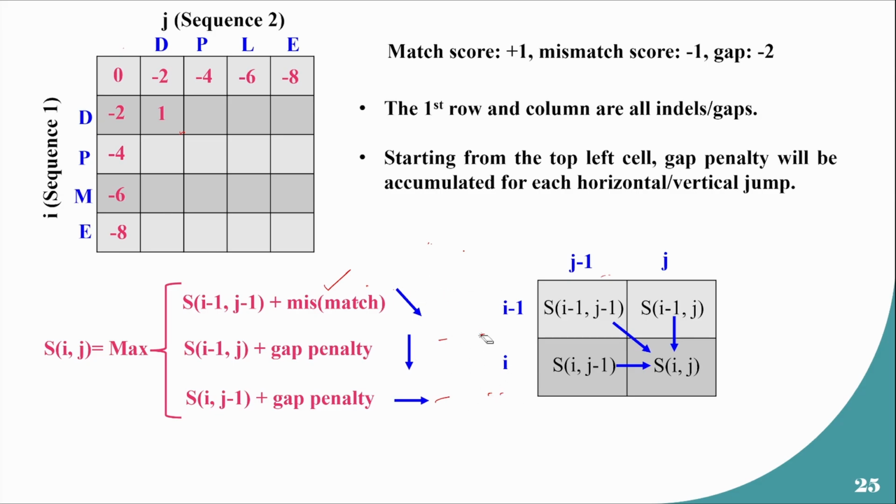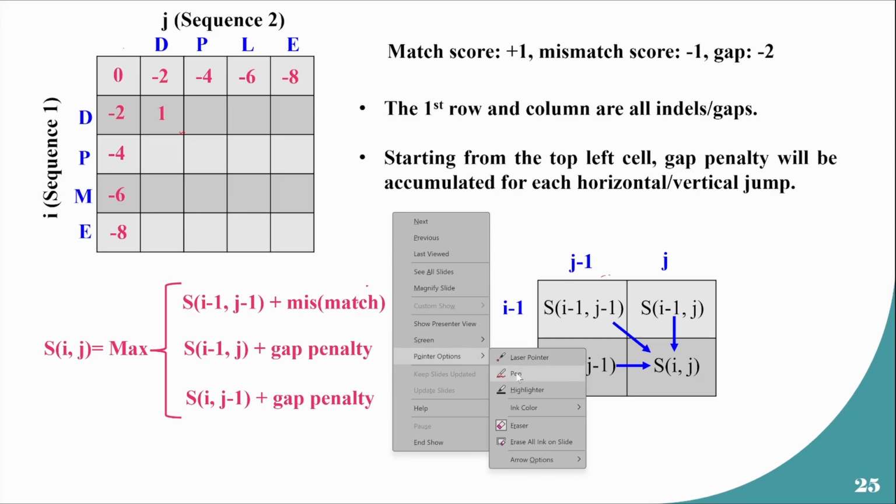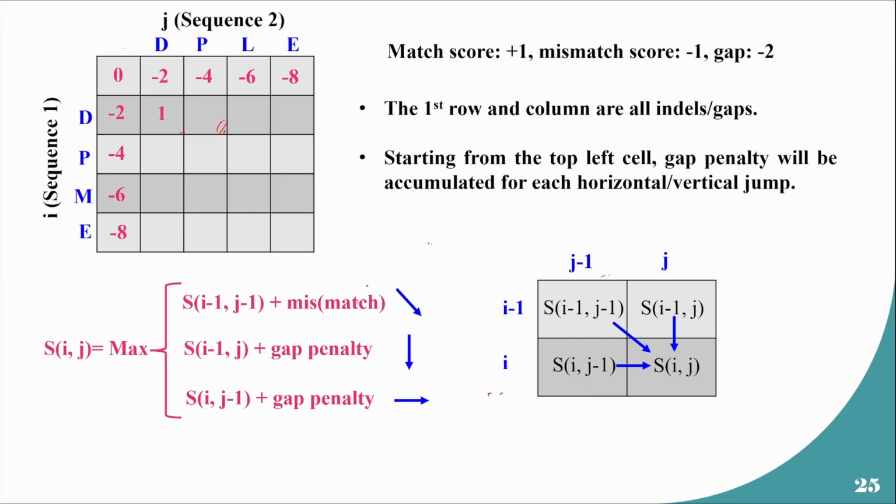Then what will be the calculated value for this grid, the one just to the right of the grid with value 1? Again, you have to consider three paths: one is diagonal, which is match or mismatch, and the vertical and horizontal ones are gaps. So let's try to find out. I see one answer, 1, in the chat.